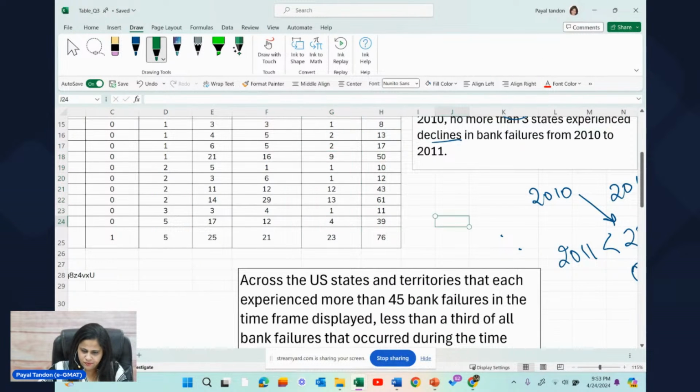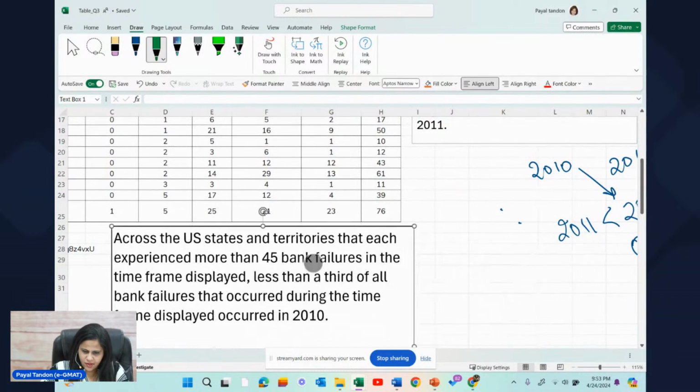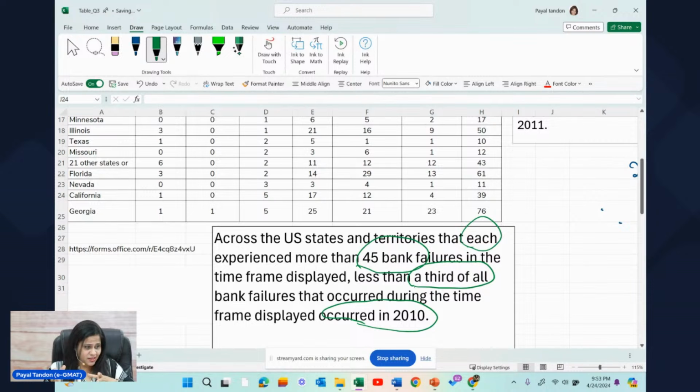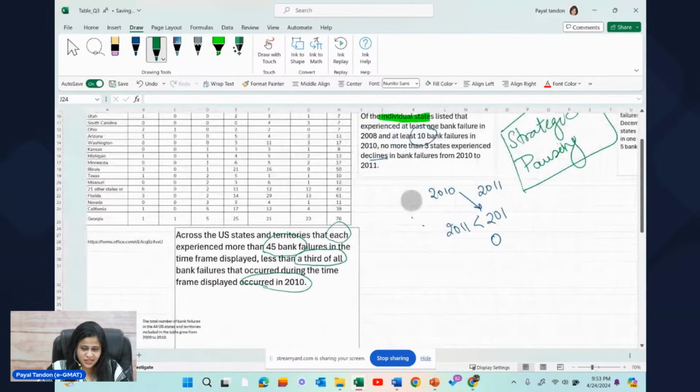Okay. Now, across the United States and territories that each experienced more than 45 bank failures in all the time frame displayed across the United States. Okay, that each less than a third of all the bank failures that occurred during the time frame displayed occurred in 2010. So if you read this entire statement in one go, you will get confused.